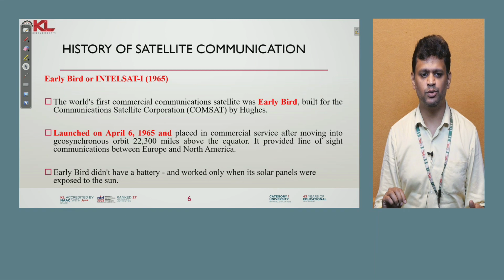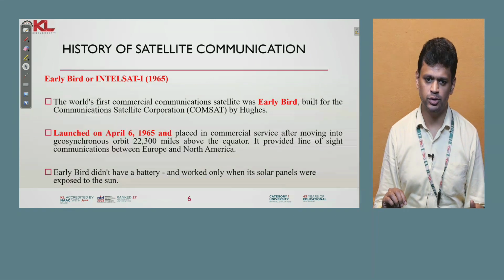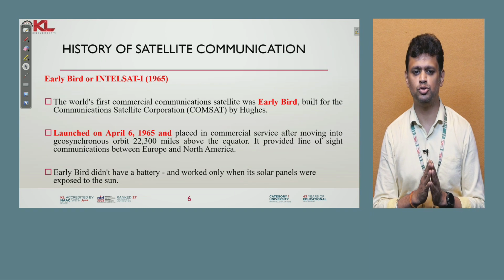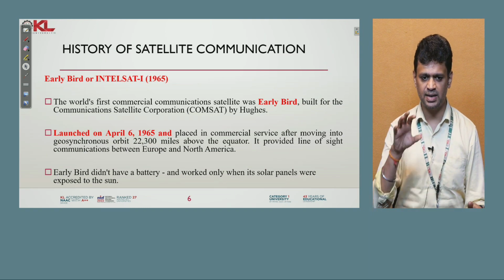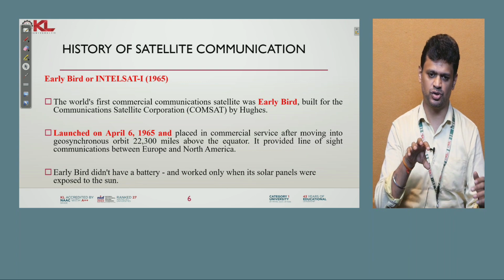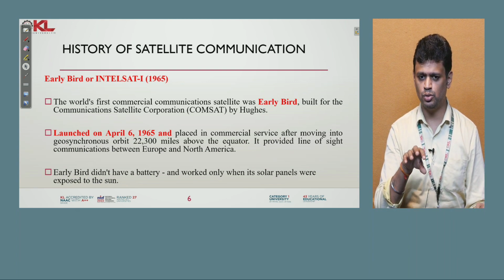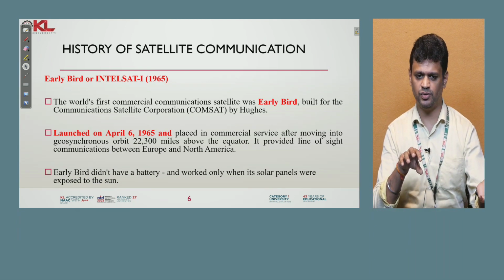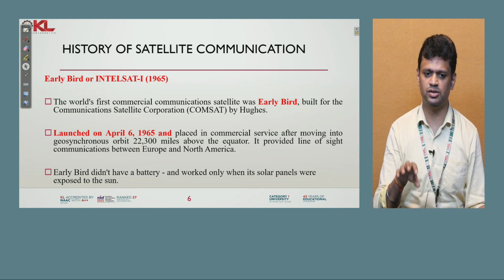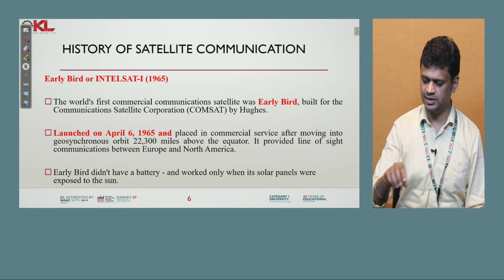It provided the line of sight communication between Europe and North America. So what does line of sight mean? Line of sight means there is no obstruction. So a satellite can actually see two countries together without an obstruction. On Earth, as you know, the back side of the Earth may not be visible to a satellite. So you may need another satellite, but if the Earth is in the front, then it can easily see.